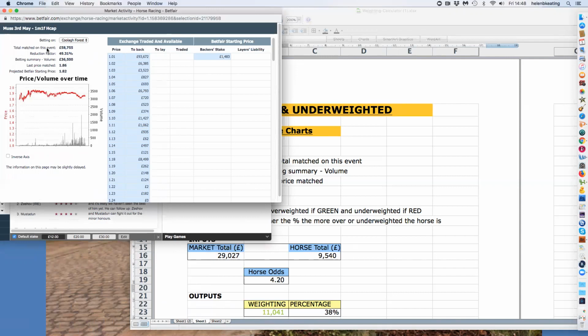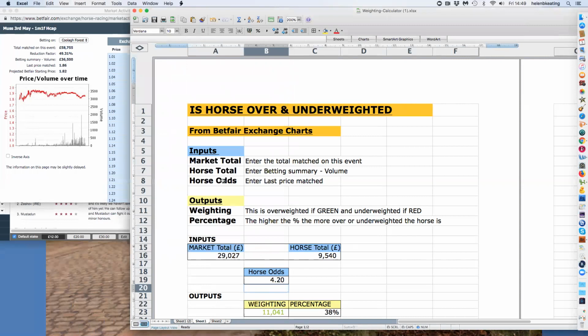The first one is the total matched on this event, which is 58,755. The second one is the betting summary volume, which is 36,500, and that is the volume that has been placed on this particular horse. So that number, 36,500, is all those numbers there added up. That 2,000, that 1,500, and all those little ones make 36,500. Then the last price matched, which is 1.86, and then we can plug those three numbers in. That's what we want: total, horse, and odds. And the output will be the weighting, whether it's underweighted or overweighted, and the percentage of it being under or overweighted. So let's do that then.